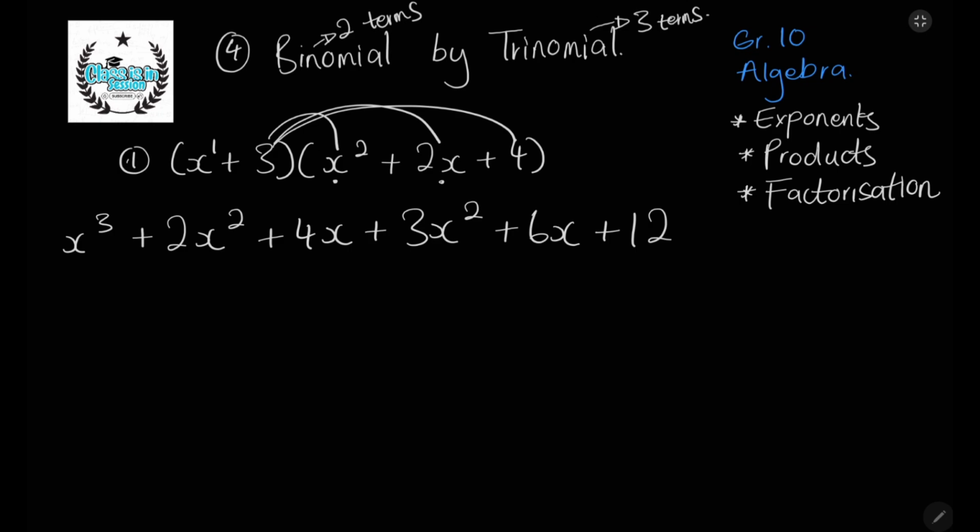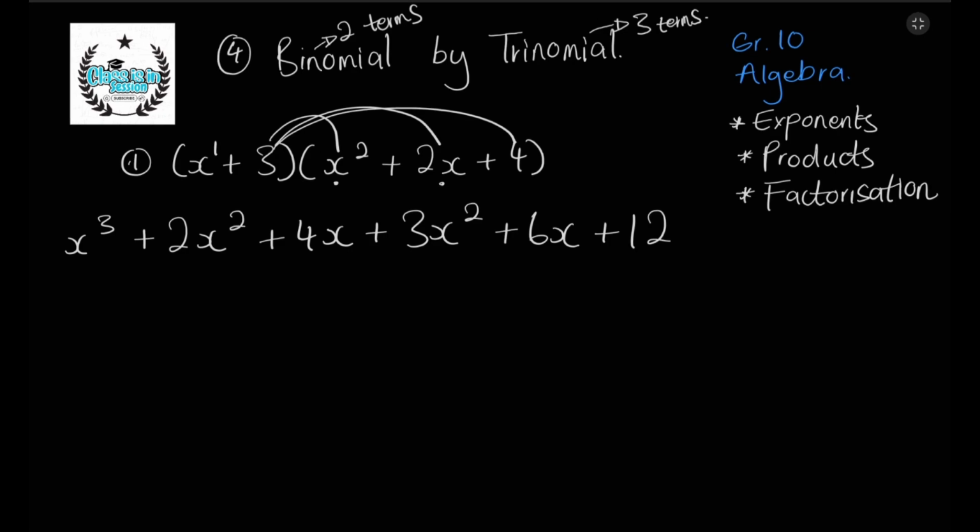Now let's look for like terms. We have x cubed. We just leave it as it is, right? Then 2x squared. Do we have another x squared term? Yes, you have 3x squared. So it's this and that. 4x, you also have 6x. So it's this and that. We have 12. We just write it as it is.